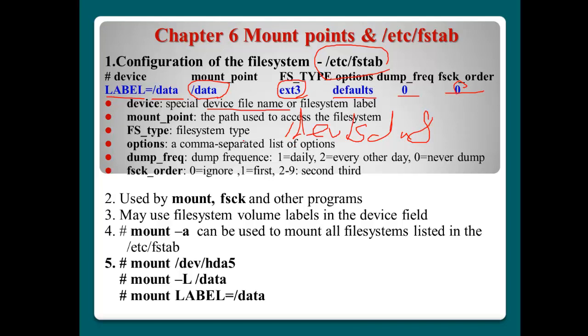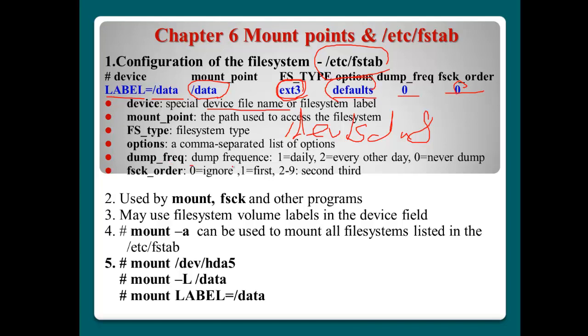This is the device file name. The file system label is like this, the label data. The mount point here will be the path used to access the file system, which is a kind of directory name. And the file system type here: ext3, ext4, ext2, swap, or btrfs like this. Options are normally the default options.